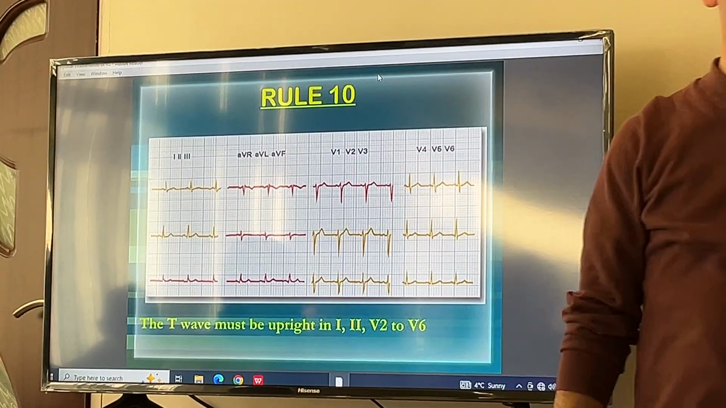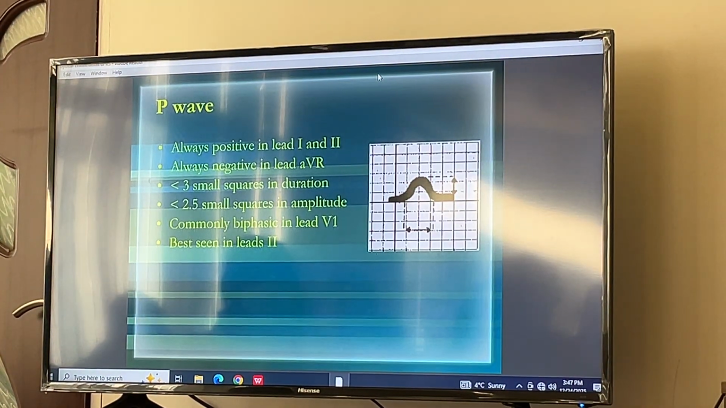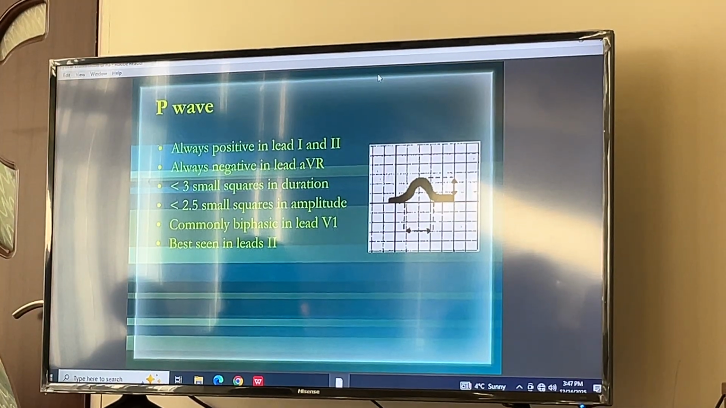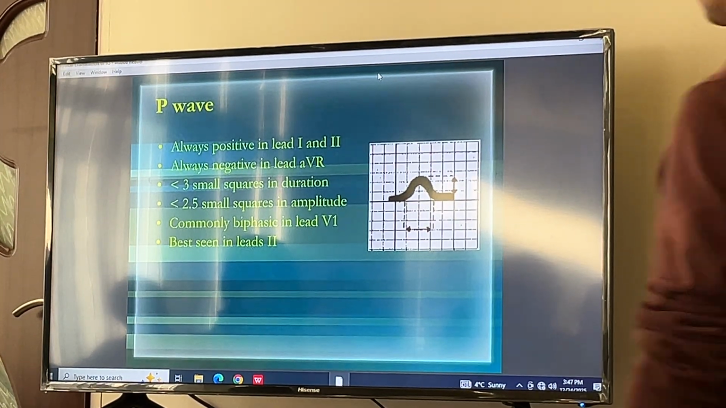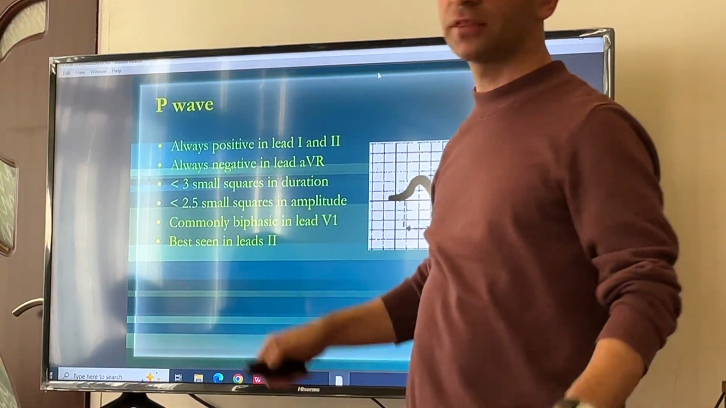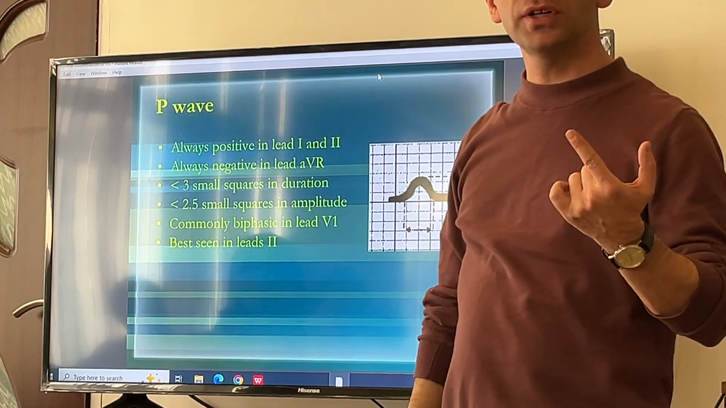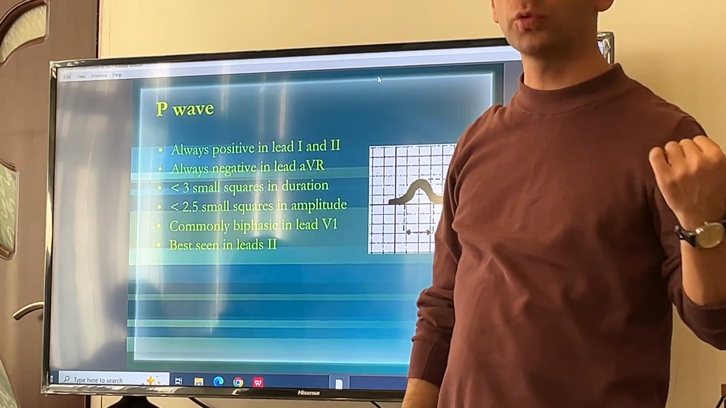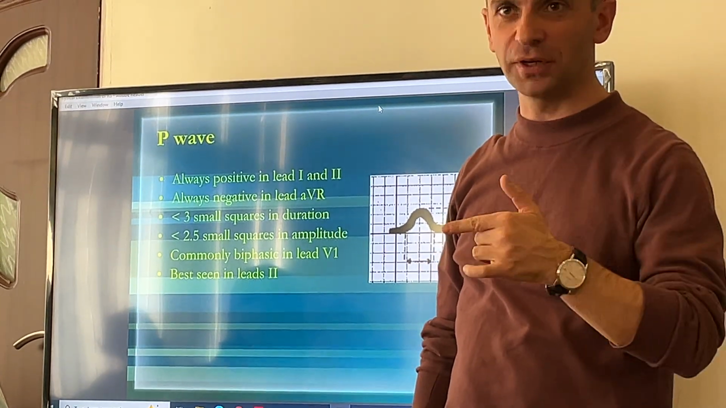If you see, T waves are positive. P wave: the largest wave is second. Look, it is always positive in leads 1 and 2, and always negative in aVR. Duration is less than 3 small squares, 0.12, which is 0.04 times 3.